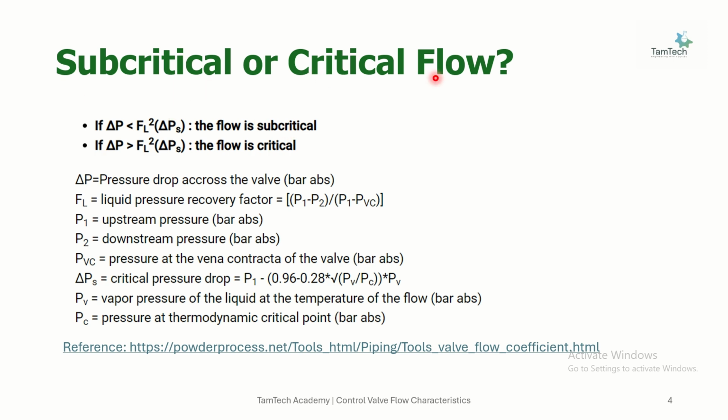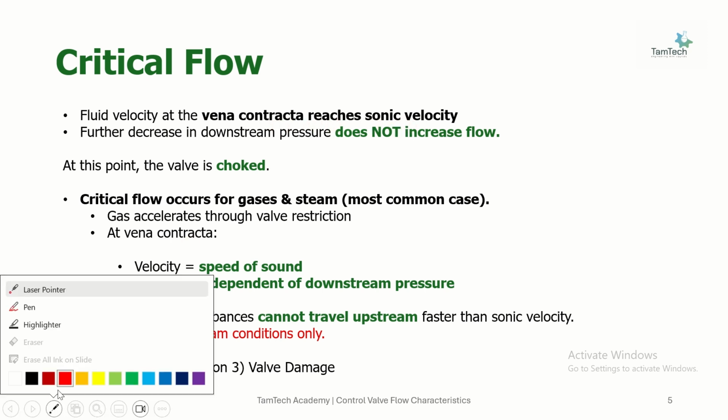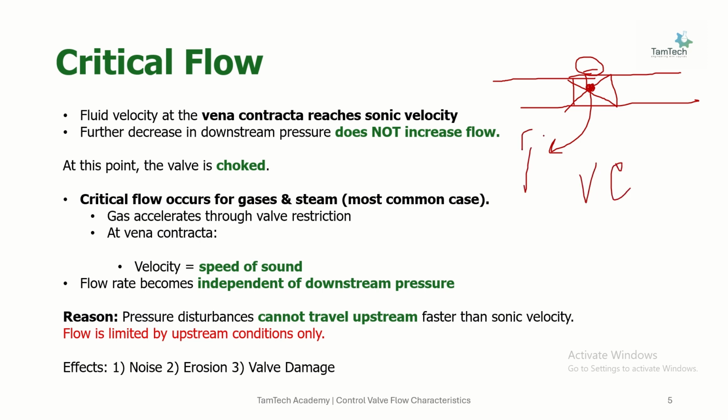So what is subcritical, and what is critical flow? I'll start with the critical one. In general, critical flow is the case where your fluid velocity at the vena contracta reaches sonic velocity. If I show you a simple valve, let's imagine that this is your piping, and you have the valve. It's a very simple control valve where it's throttling, where it's controlled, is the part called the vena contracta, P VC.